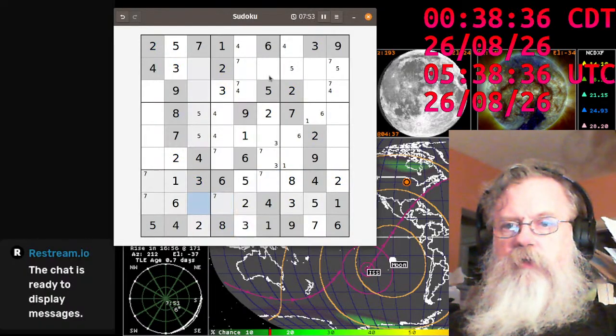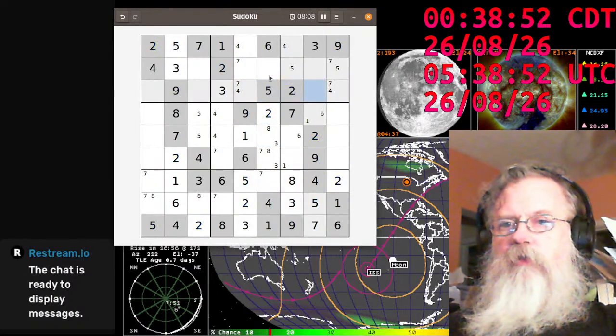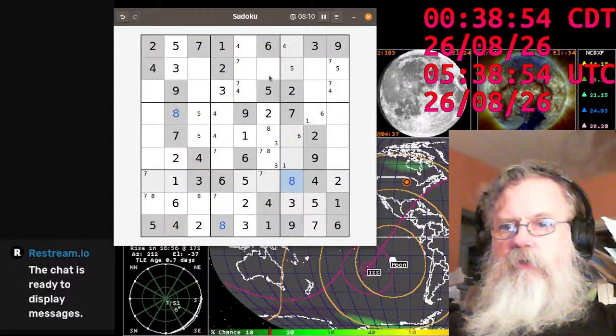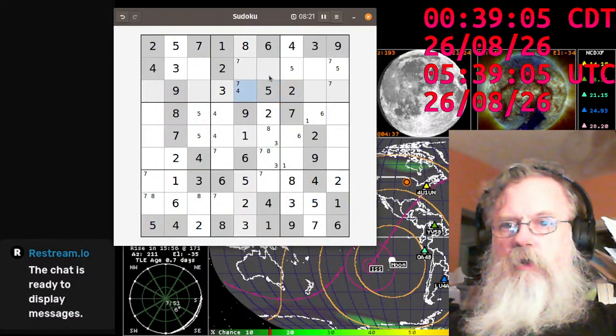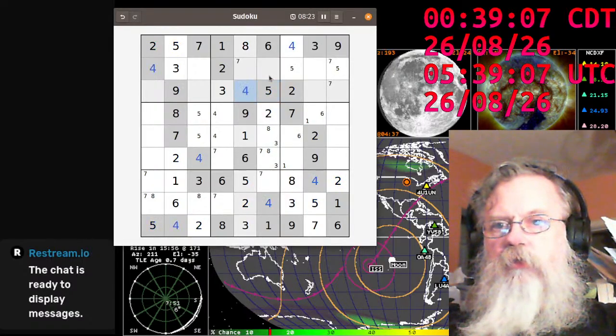That means one of these 2 is going to be an 8. Up here, I've got 4 possibilities at the moment. One of these 2 is going to be an 8. One of these 3 is an 8. Here, this is blocked from being an 8, which turns this into an 8. That makes this into a 4, so we can clean up this 4. It turns this into a 4.